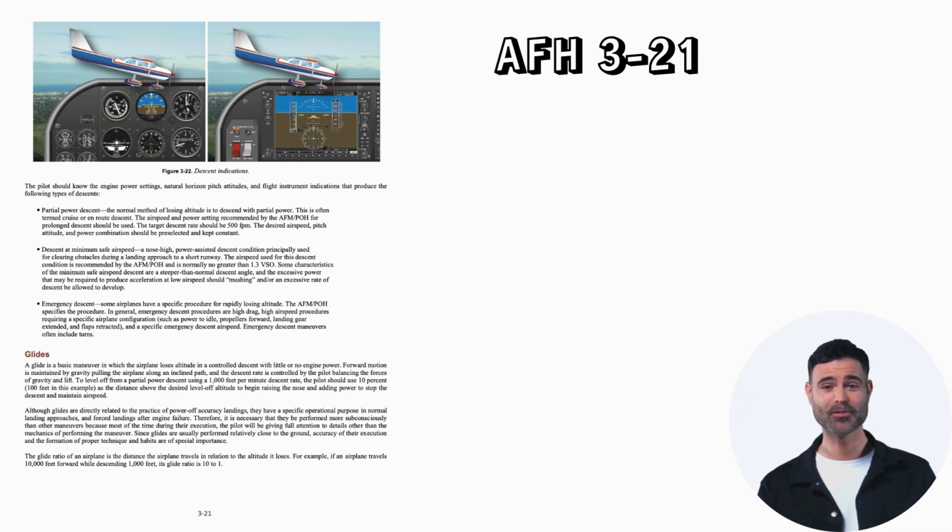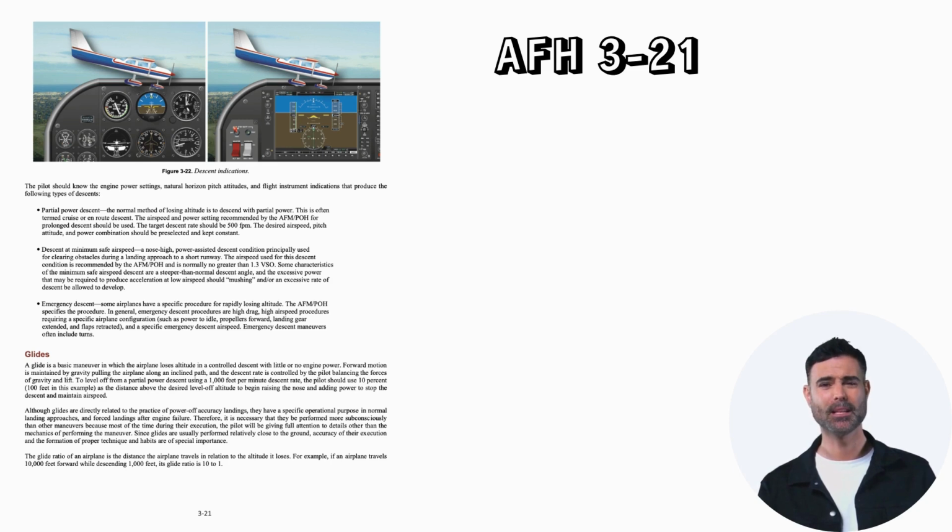Emergency descent. Some airplanes have a specific procedure for rapidly losing altitude. The AFM-POH specifies the procedure. In general, emergency descent procedures are high drag, high airspeed procedures requiring a specific airplane configuration such as power to idle, propellers forward, landing gear extended, and flaps retracted, and a specific emergency descent airspeed. Emergency descent maneuvers often include turns.